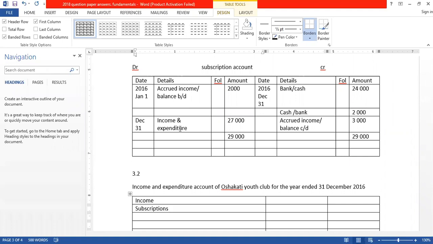And yesterday we got an amount of 27,000. You see it's written to be transferred to our income and expenditure account. So the 27,000 is our subscription. We write it in the middle column, because this is not the final amount of our incomes. And then we check what other incomes we have here.